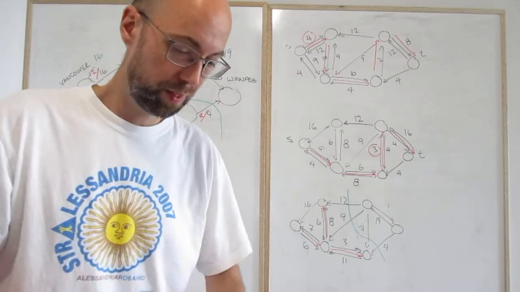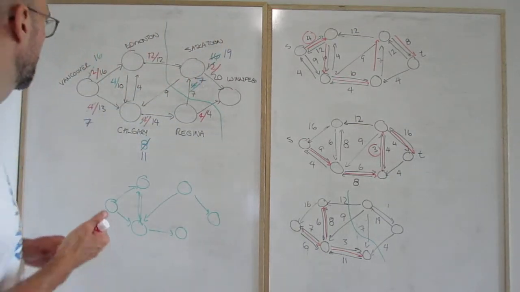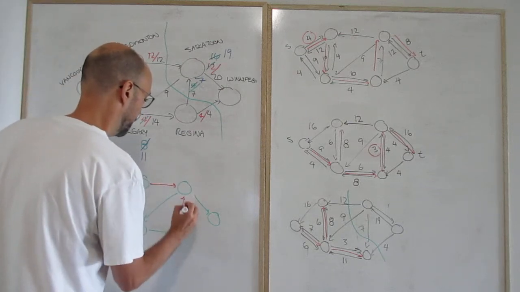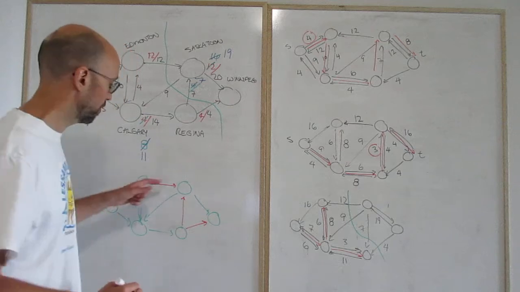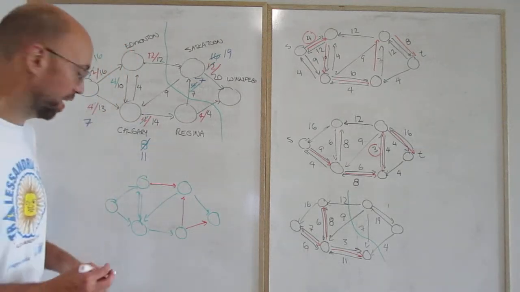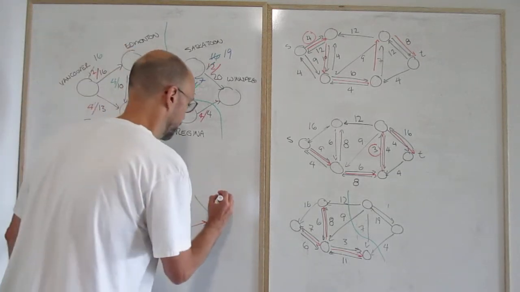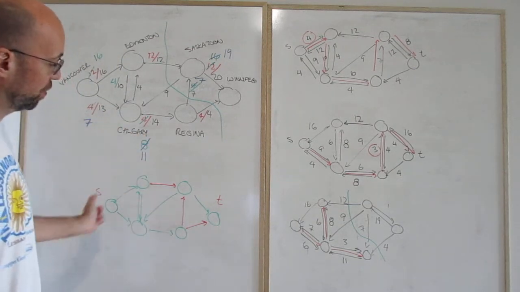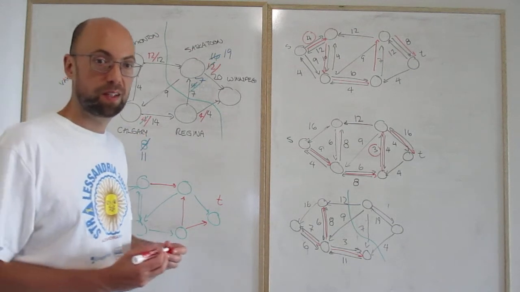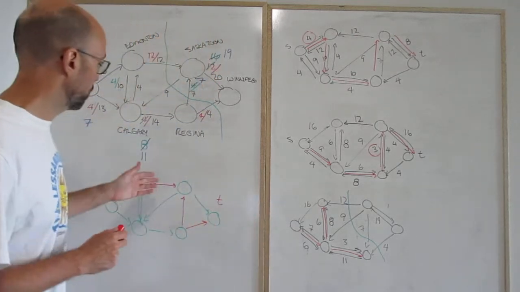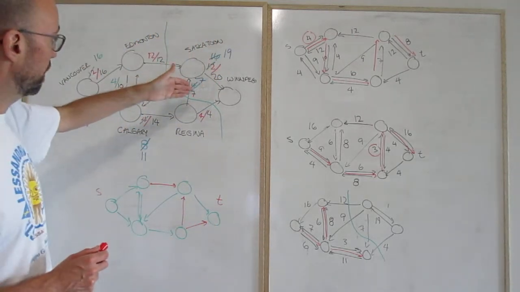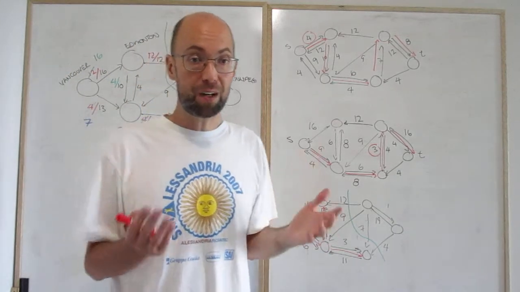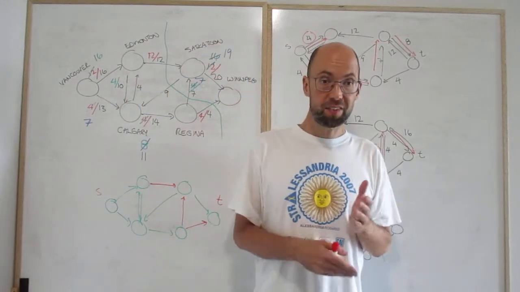Now, this edge and this edge are going from the S side, so this is the S and this is the T. And these edges cross the cut going from the S side to the T side. What is their total capacity? 12 plus 7 plus 4. It's 23. We've found a cut, an ST cut.